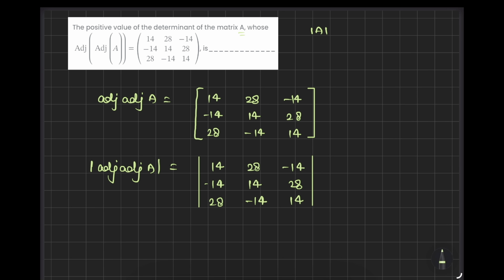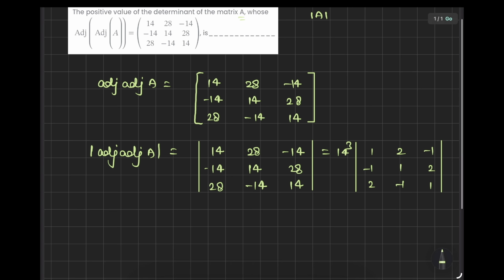Now, can I take 14 common from this row and this row? Because I am handling a determinant, so I have to take common from every row. So it is 14 power 3. Okay, and then we will be left with 1, minus 1, 2, 2, 1, minus 1, minus 1, 2, 1.